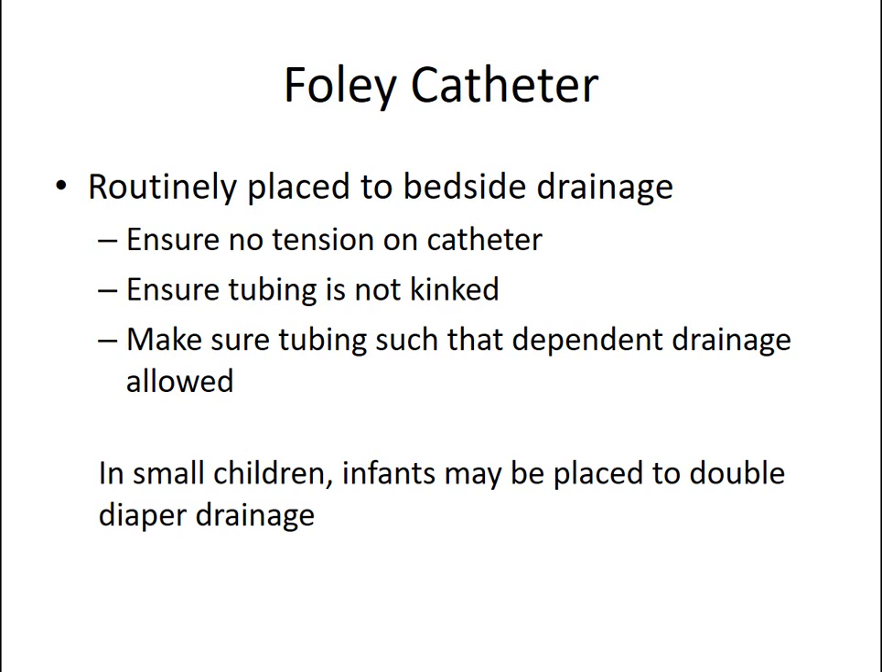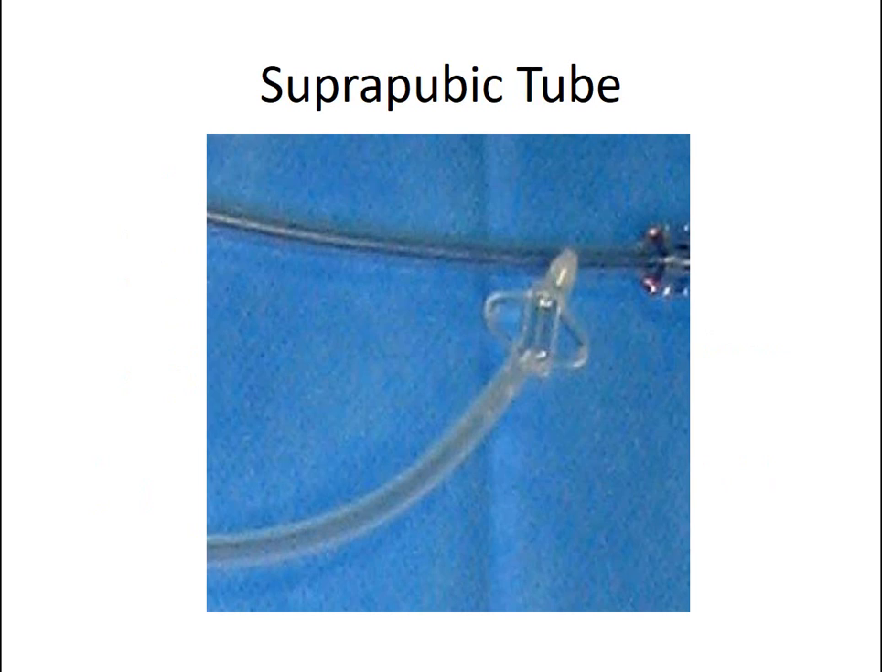And we want to make sure that there's dependent drainage because, again, the goal of this is to monitor urine output, decrease back pressure, and leaking. In small children, we may actually violate that rule of a closed system just because sometimes the drainage bag is bigger than the child. And in infants, we may place a catheter to double diaper drainage. That is far less risky than the bag that's bigger than the child that mom's dragging on the floor when she's holding the child and walking. So in such cases, we may elect to do a double diaper drainage.